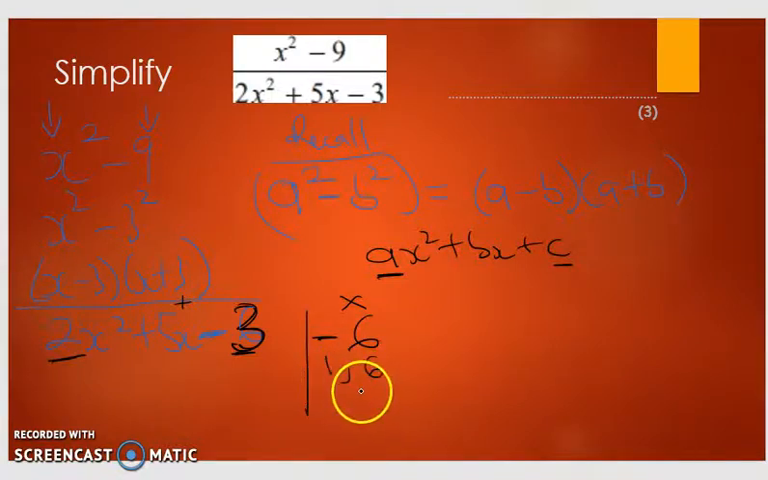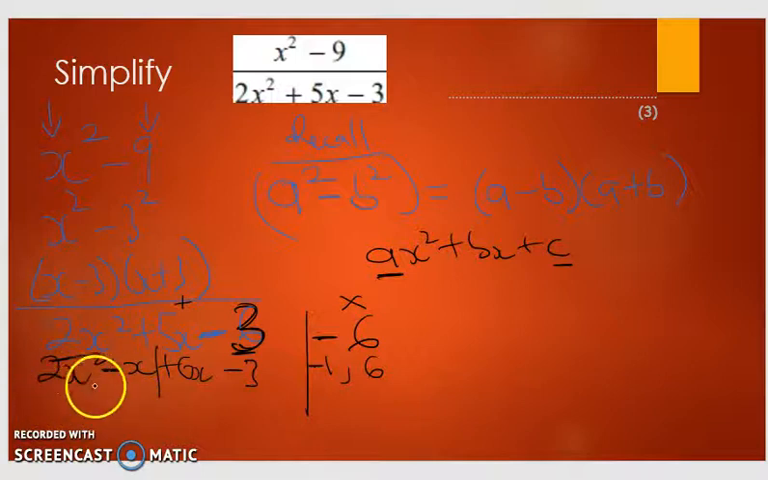Seems 1 times 6 works. We need to decide which one will have the negative. Since we want a positive 5, it means the 6 will be the positive. So we'll give the negative to the 1. So we're going to then carry on: 2x squared, in place of the 5x, we're going to replace it with minus 1x, add 6x, and then minus 3. Split it down the middle, factorize each section separately. x is the common factor here, 2x minus 1 on this side.